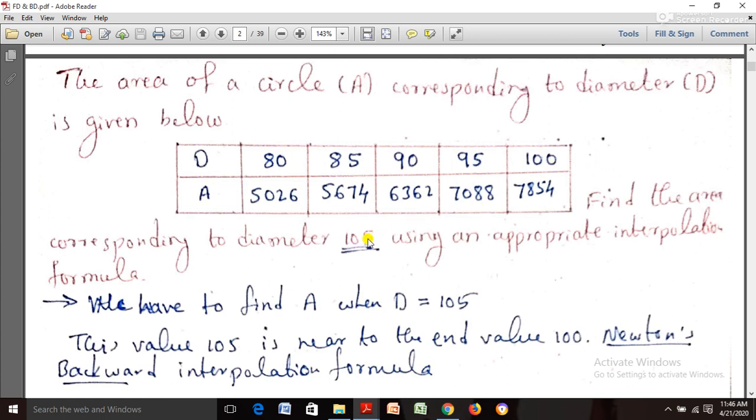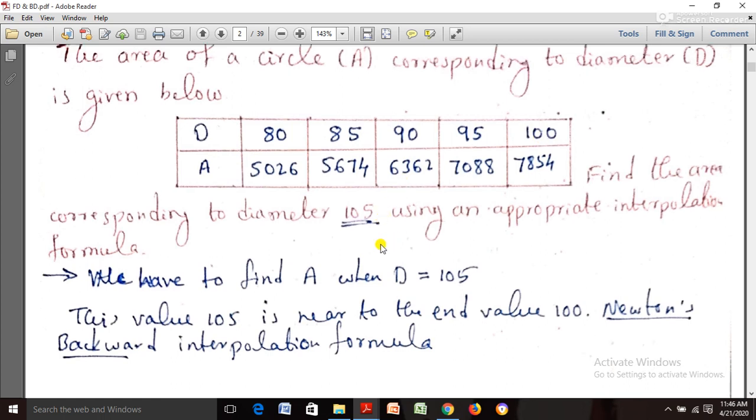For example, if the value is near the first half, such as 75, 82, 83, 87, 88, or anything less than 80, like 75 or 70, then we have to use Newton's forward difference formula. But it is 105, which is near the last value, 100. The next value after 100 is 105, so it is near the last half. So in this question we have to use Newton's backward formula.